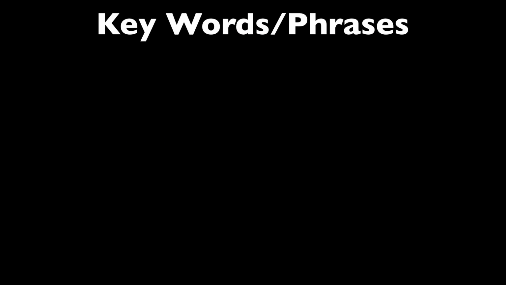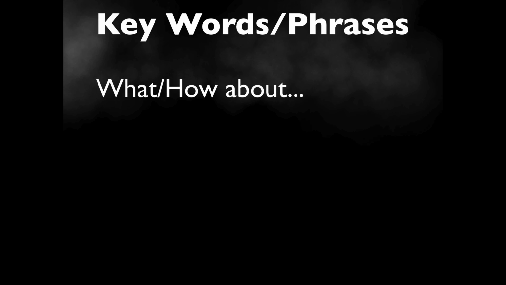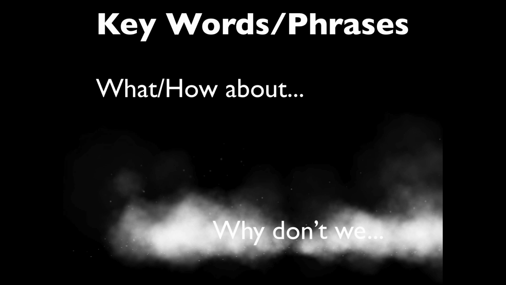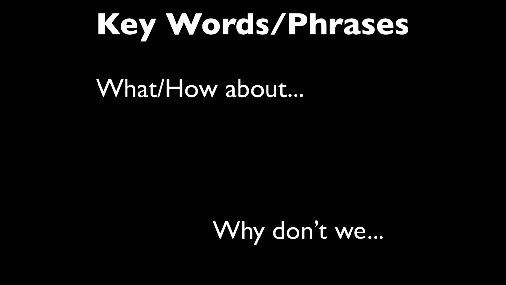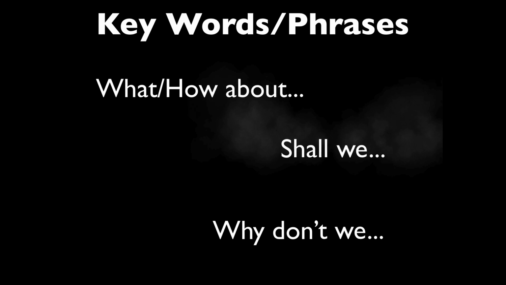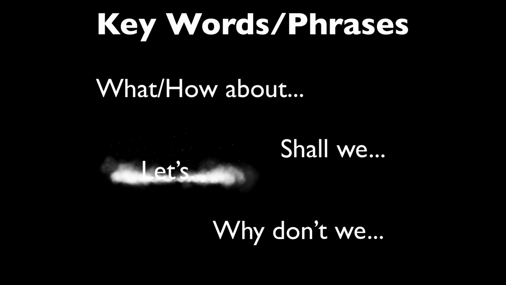We're going to look at 4 key phrases and variations. What or how about? Why don't we or why don't you? Shall we? And let's.